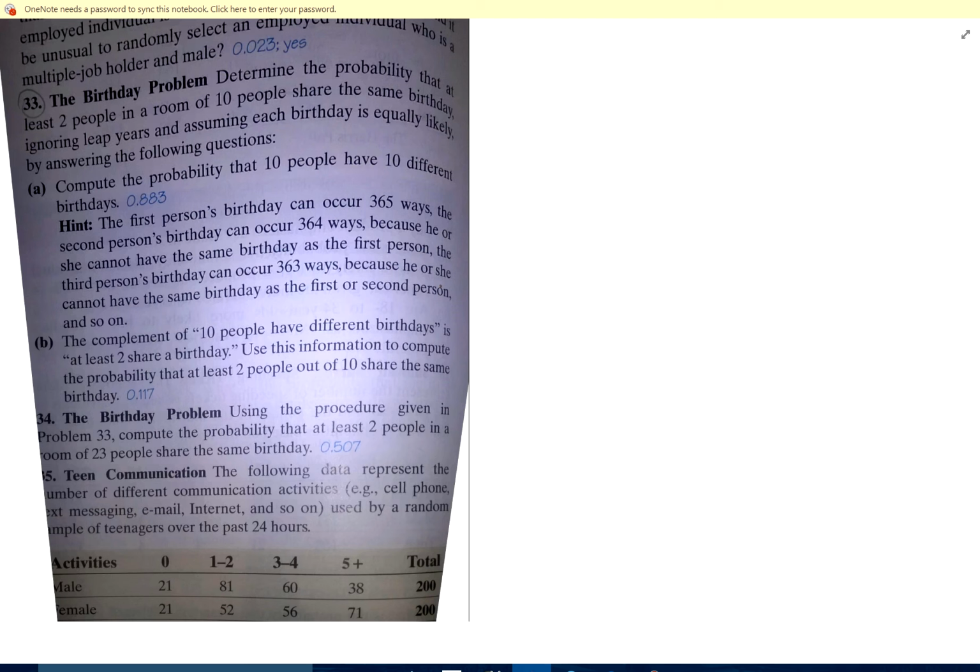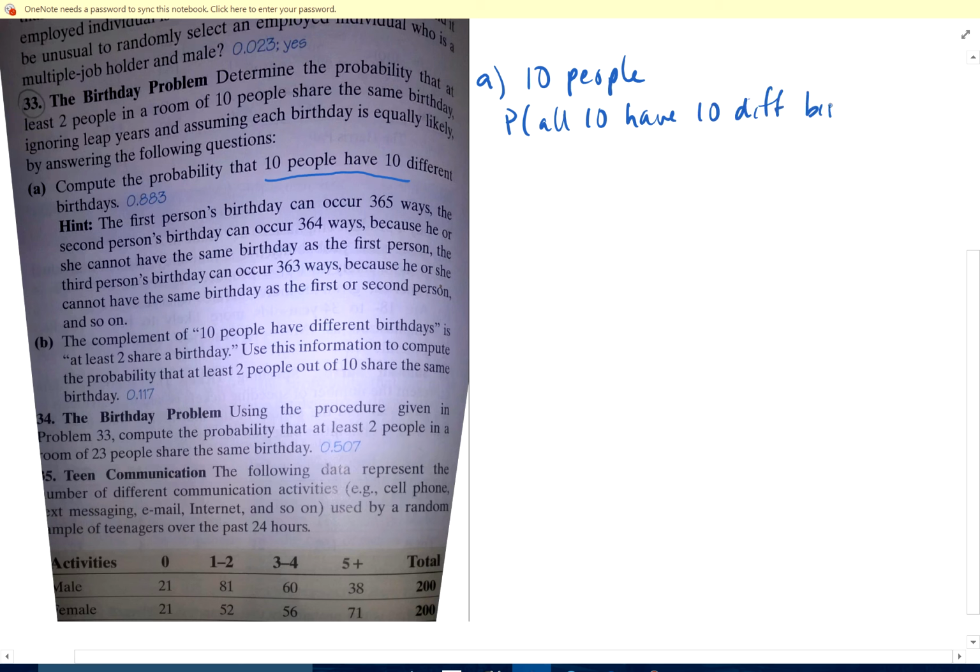So we've got this. If you have 10 people in a room, what's the probability that they all have 10 different birthdays? Part A: 10 people, what's the probability that all 10 have 10 different birthdays? Okay. Well, if we go back to the basic definition of probability on this one, the probability that all 10 have 10 different birthdays.